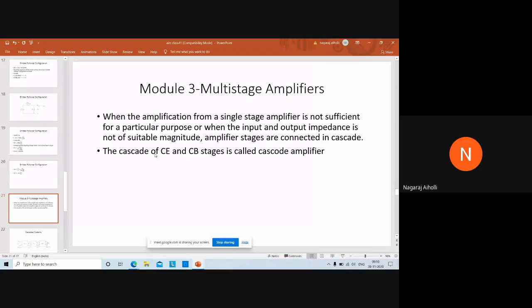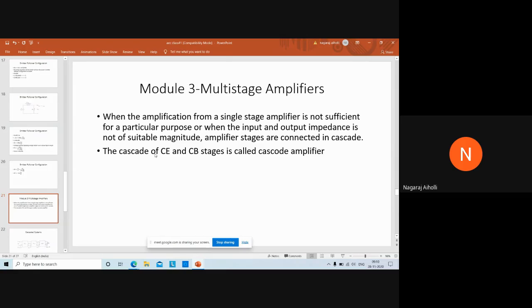Another reason may be that input and output impedance may not be sufficient. Sometimes whatever input and output impedance we are getting from a single circuit may not be sufficient. Therefore, when we connect many such amplifier circuits in cascade, the input and output impedance will be boosted, that is, they will be increased. These are the two reasons why we are going for multi-stage amplifiers.